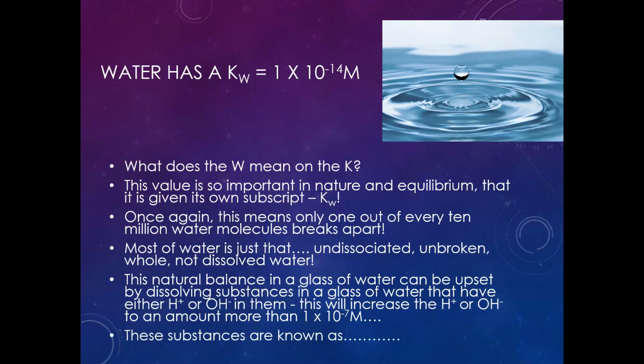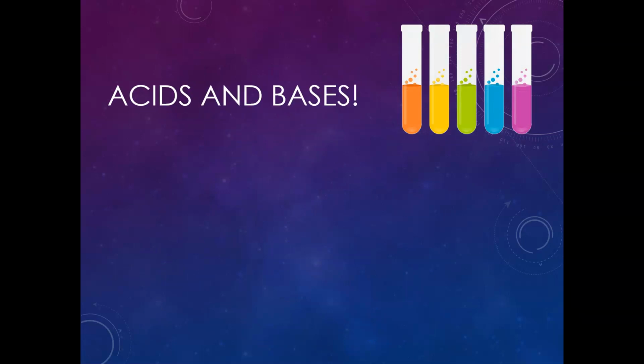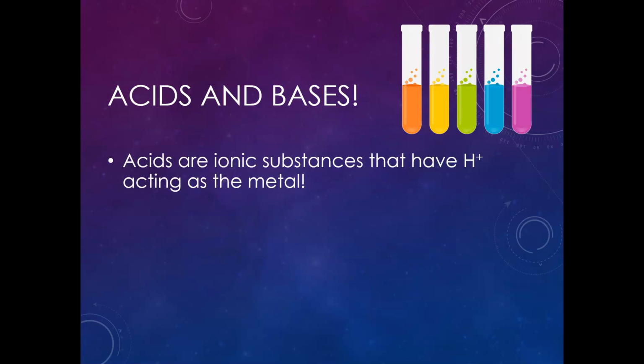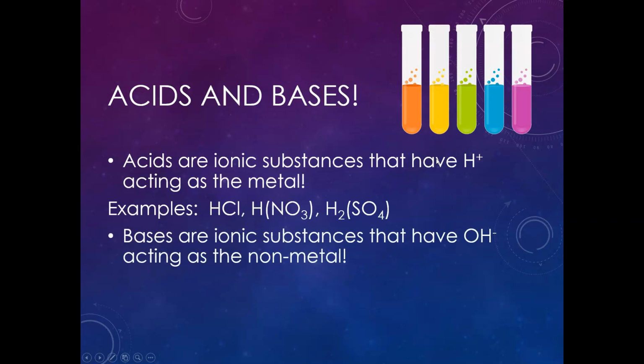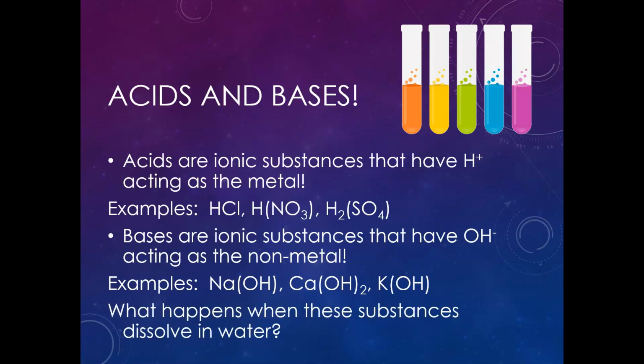So these substances are known as acids and bases. By definition, acids are ionic substances that have hydrogen ions acting as the metals, so hydrochloric acid, nitric acid. Bases are ionic substances that have the hydroxide acting as the nonmetal. This is our traditional definition. So sodium hydroxide, calcium hydroxide, and so on and so forth. If we dissolve these substances in water, the question becomes, what's going to happen? What do we get?